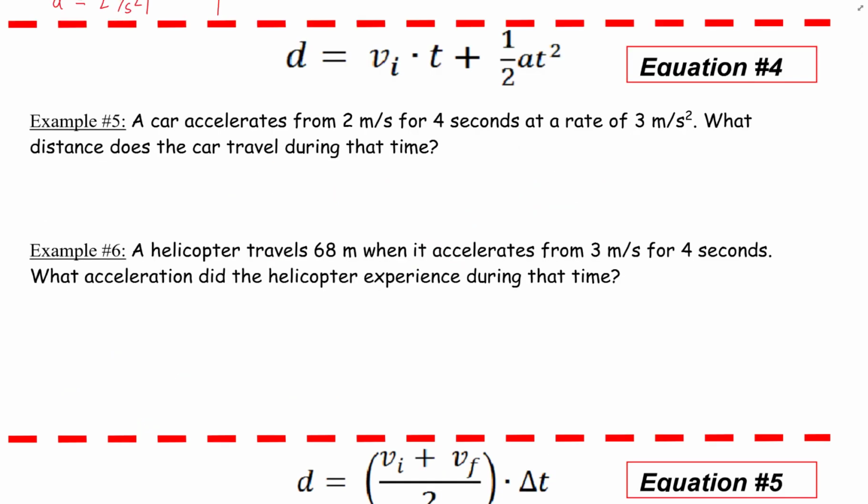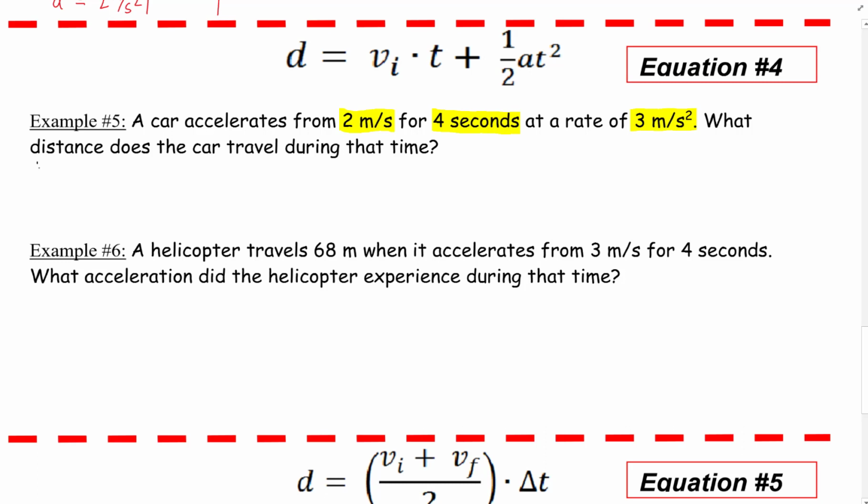Okay, here's the next formula. d equals vi times t plus 1/2 at squared. One of my favorite formulas, probably my favorite one of the kinematic ones. Let's practice it. A car accelerates from 2 for a time of 4 seconds at a rate of 3 meters per second squared. How far does it travel?